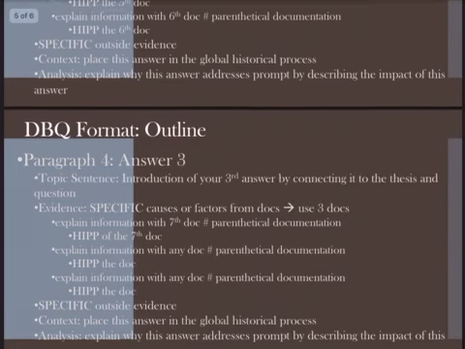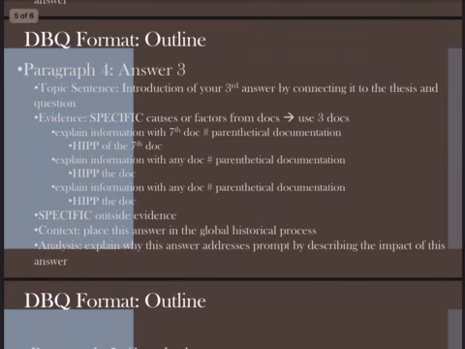And all of these body paragraphs are structured the same. Paragraph 4, which is about answer 3, the third answer that was presented in your thesis, is now the last answer that's put into your essay. Again, this is an essay. It's an argument. It's not a story.